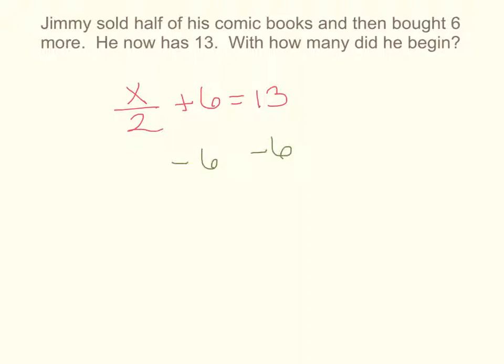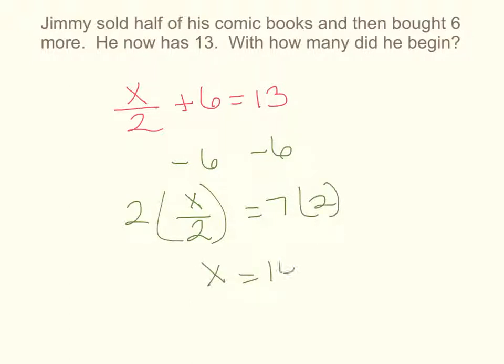So we subtract 6 from each side. X over 2 equals 7. Multiply both sides by 2. X equals 14. So 14 would be your second answer.